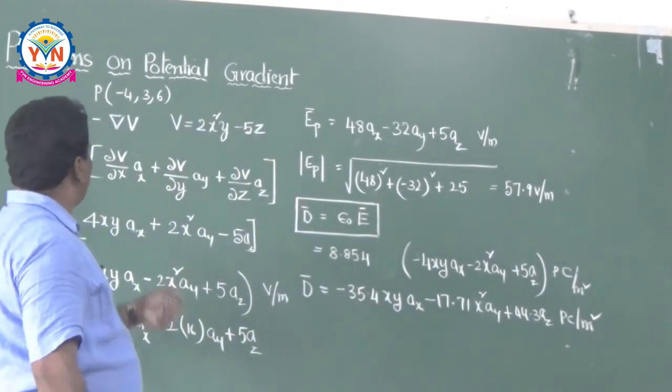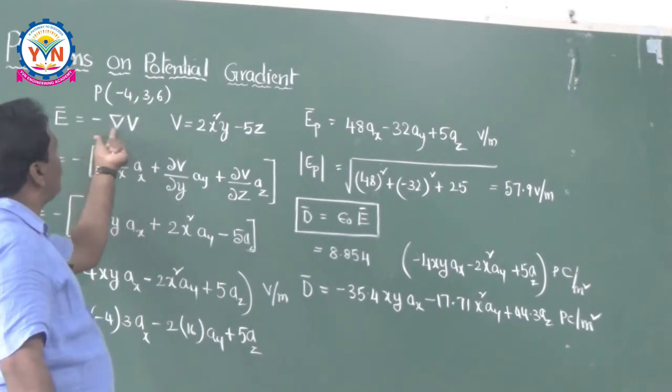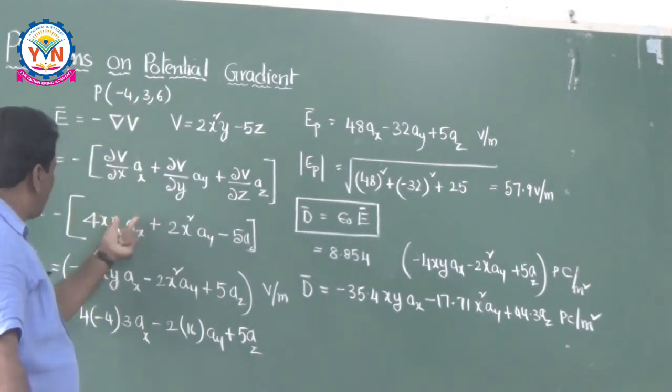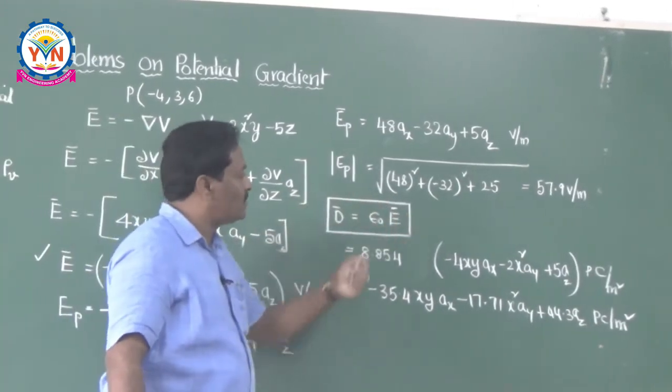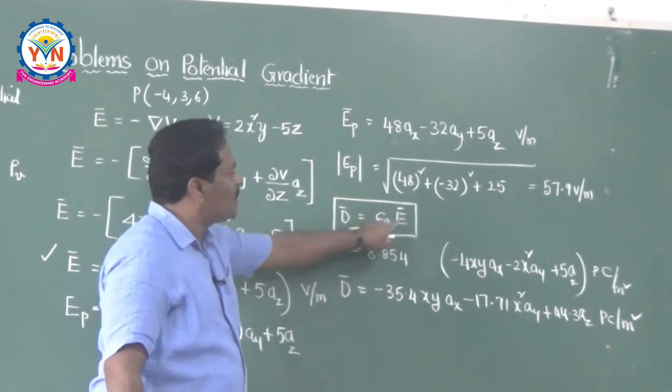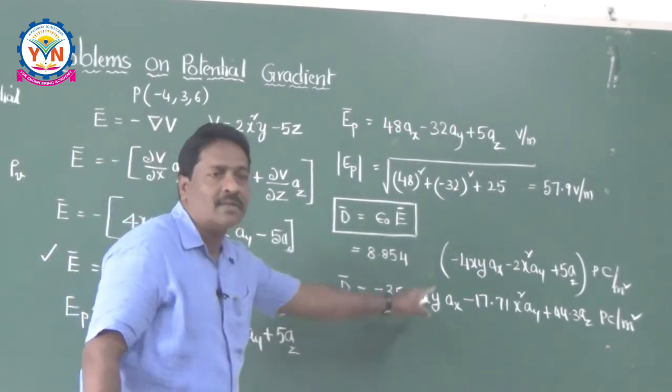So listen carefully. You know the potential. From the potential you develop the electric field intensity. From the electric field intensity you calculate the electric field intensity at a point and its magnitude. Then D bar is equal to epsilon naught times E bar. You know the relation between D bar and E bar, so D bar also comes to us.